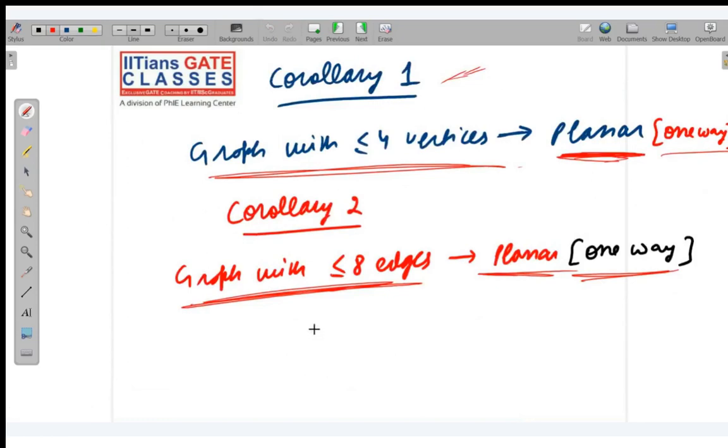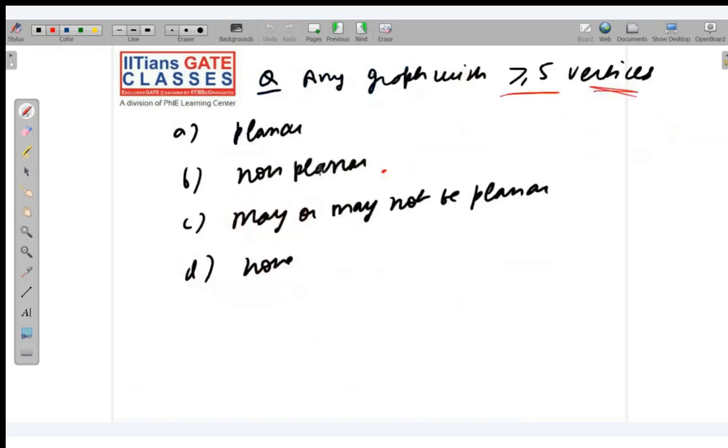So any graph with greater than or equal to 5 vertices may or may not be planar. Obviously, may or may not be planar. I have to show you the graph. Without showing the graph, how will you comment on whether it is planar or not? Are you getting it? So if I say less than or equal to 4 vertices, you will simply say planar.